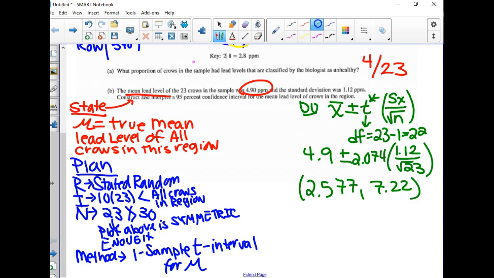Okay, now here's a big thing you want to notice on the free response, you guys. If it just says construct an interval, you're done. You don't have to interpret it. But if it interprets it, you need to keep going to the conclude part.